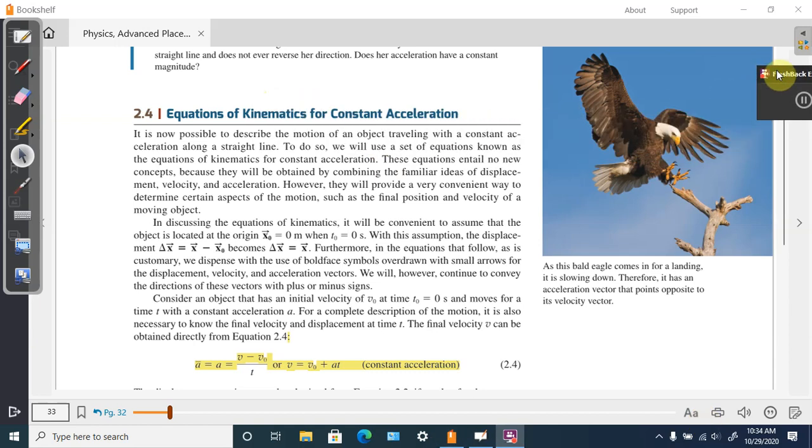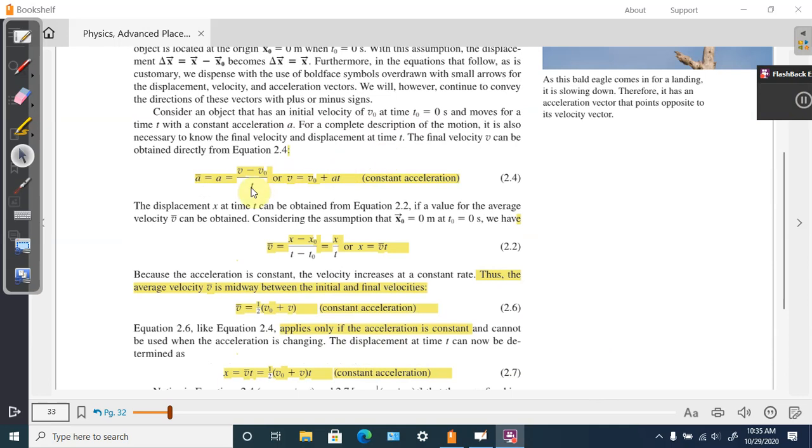Okay, so here in section 2.4, we're going to start talking about something they refer to as kinematic equations, okay? And kinematic equations come into play in multiple different aspects. We can use our kinematic equations to find acceleration, to find velocity, to find displacement, all of those things. So as we start looking here, we start talking about constant acceleration.